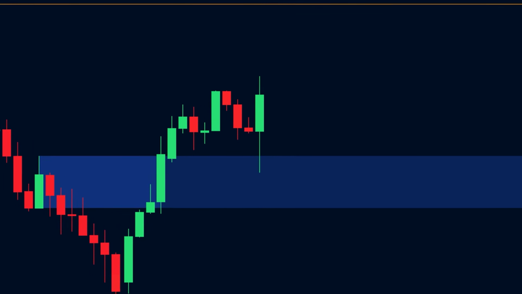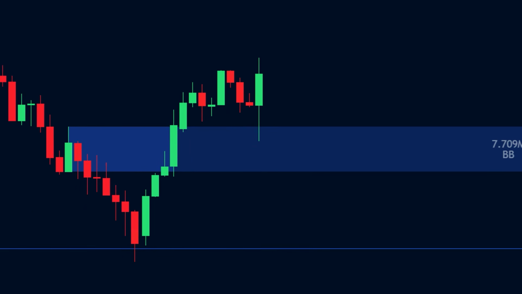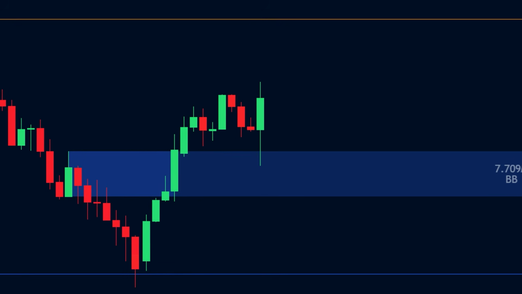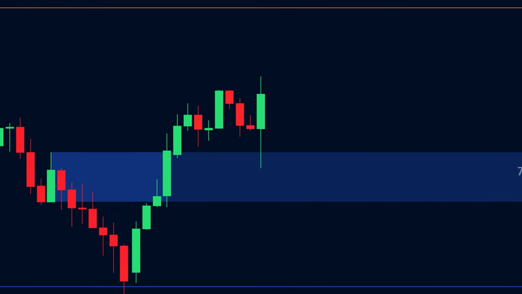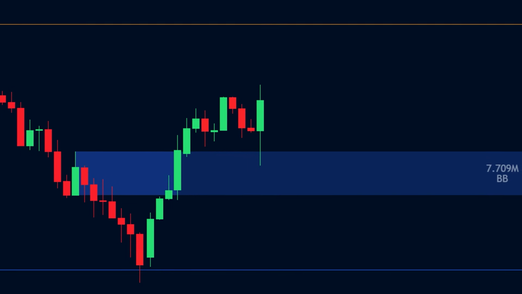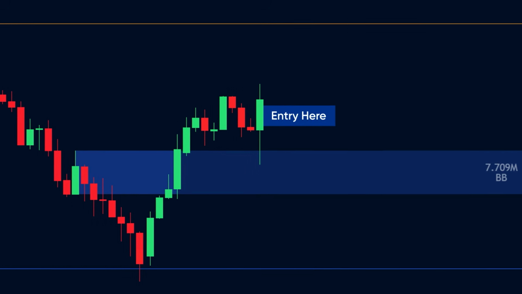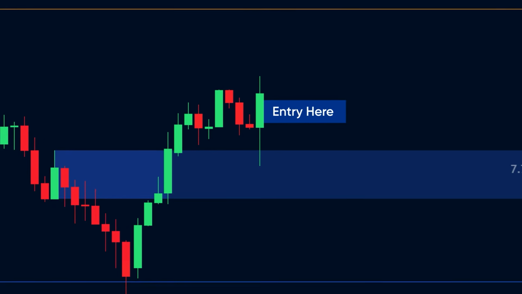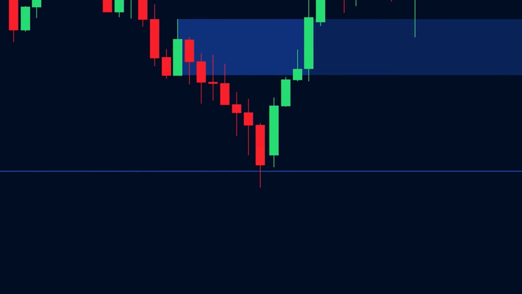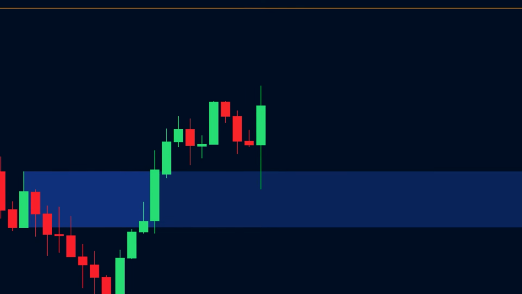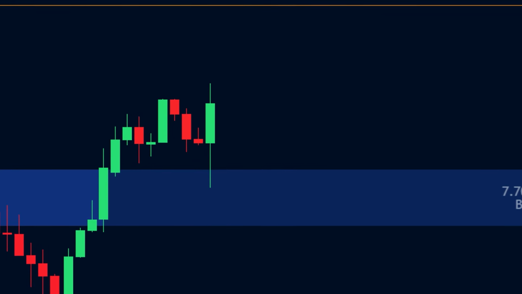Price rallies up, then pulls back down toward that newly formed bullish breaker block. This is your moment. As price approaches the breaker block zone, you're watching for the retest. When price touches that zone and strongly rejects it, that's your entry signal. Price retesting the breaker block, combined with the liquidity sweep that already happened, gives you the confluence you need for a high probability trade.